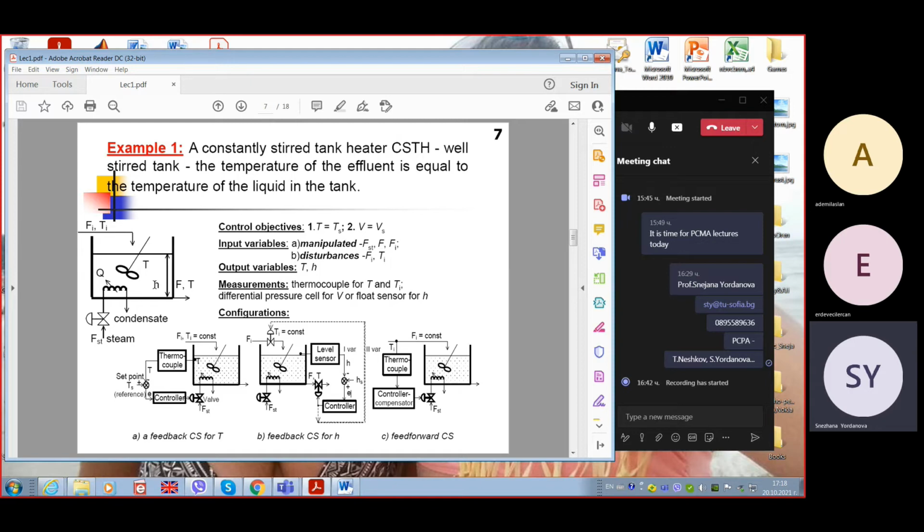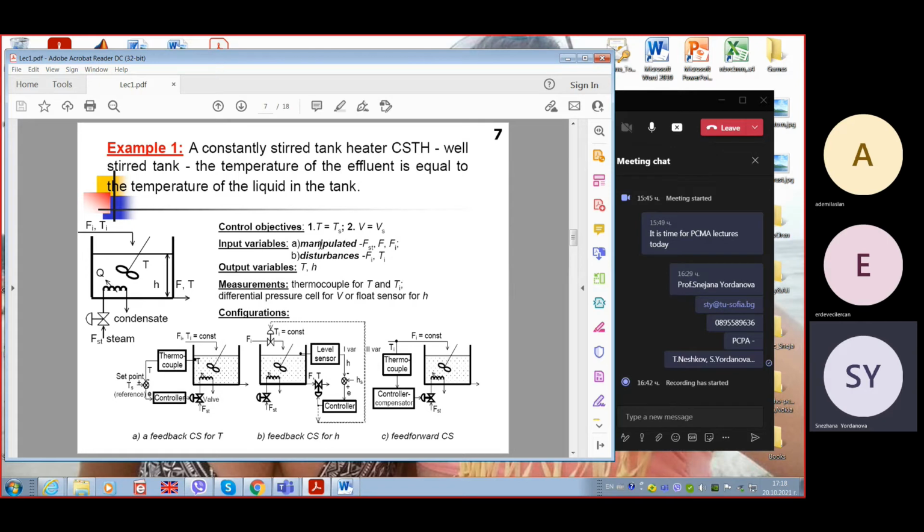And we have manipulation of the heating agent to influence the output variable temperature, and manipulation of flow rate at the inflow and outflow to manipulate the level. So the control objective: stabilization of volume, because the cross-sectional area of the tank is constant and known. This volume is related directly with level, and stabilization of temperature.